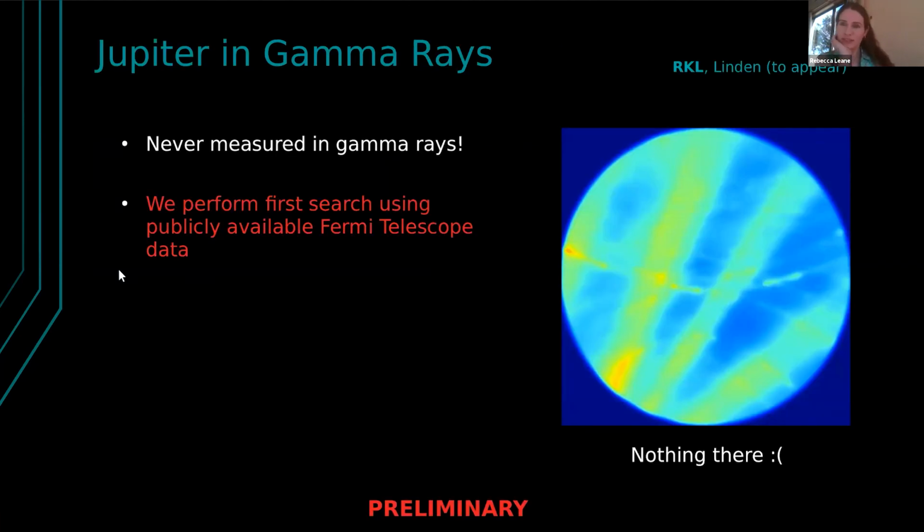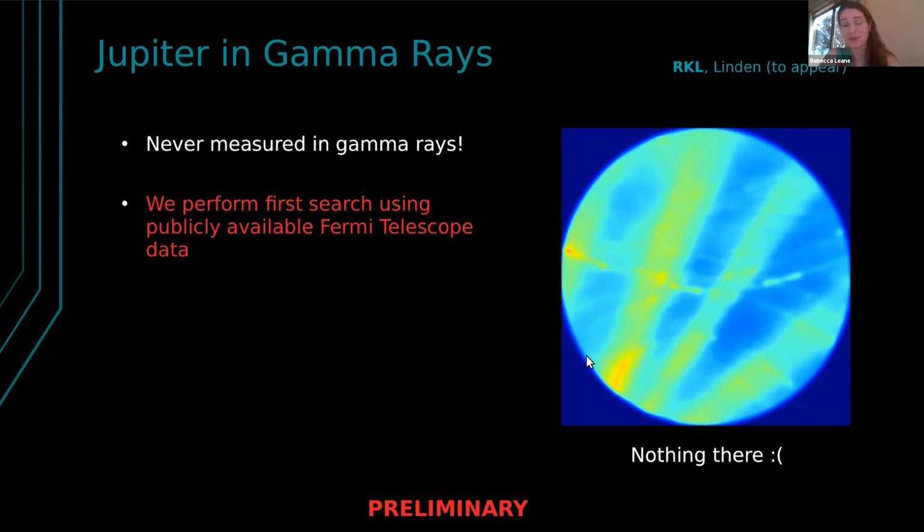So how does Jupiter look in gamma rays? We've known Jupiter exists for thousands of years, but no one ever actually looked at it in gamma rays. This is the first time this has been done. So in work I have coming up with Tim Linden, we're using the Fermi data. This is just publicly available data that anyone can download and analyze to look at Jupiter in gamma rays. So what we found is something like on the right. It turns out there's nothing there.